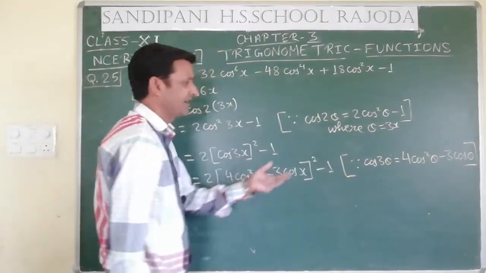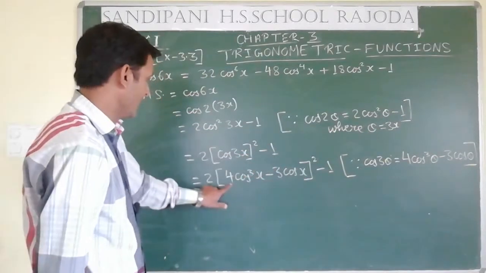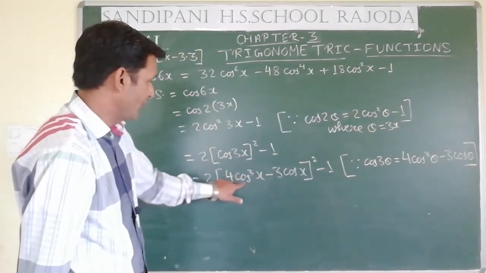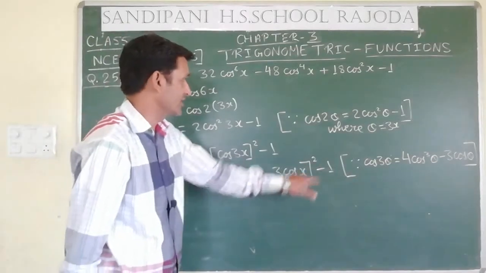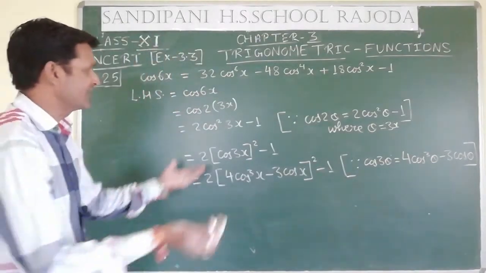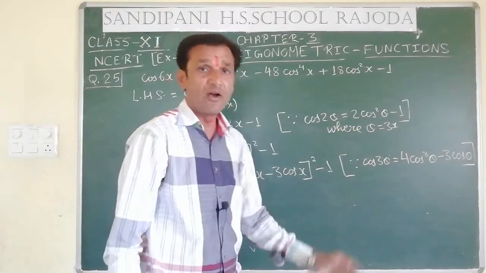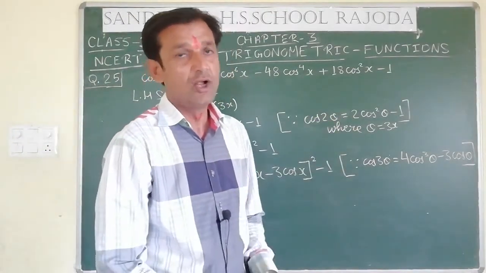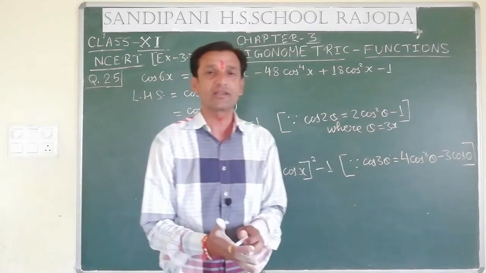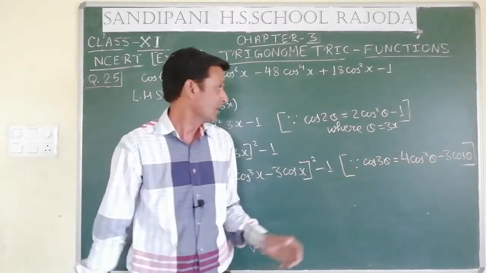In place of theta it is x, so no need to write there. Here it is cos 3x is equal to (4 cos cube x minus 3 cos x) whole square. Why are we applying this formula in this manner only? The cos 2 theta formula is 1 minus 2 sin square theta also. Cos 2 theta is cos square theta minus sin square theta also.